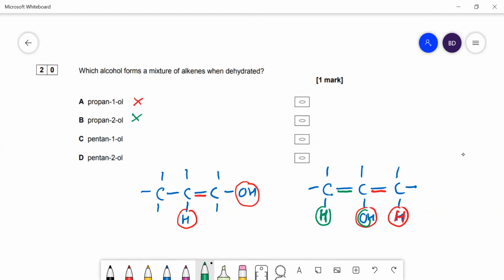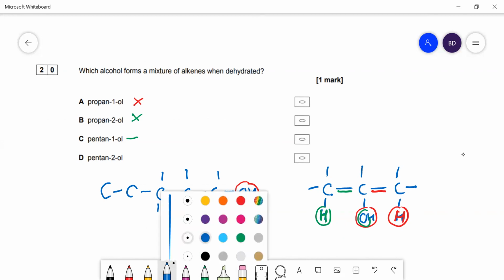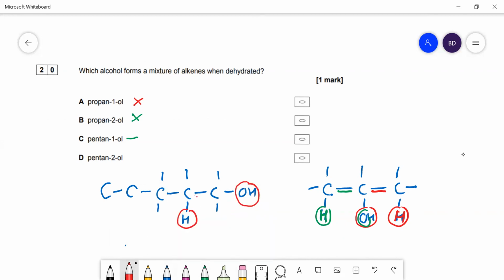So you can probably see from this example that pentan-1-ol, you can't dehydrate to give a mixture. That will only give you 1. Okay, if I just show you there. So if I rub that off, pentan-1-ol is just the same. It's just got more carbons there, but it will only give you a double bond in that position.